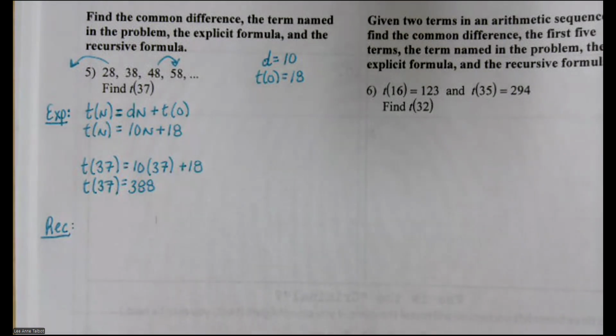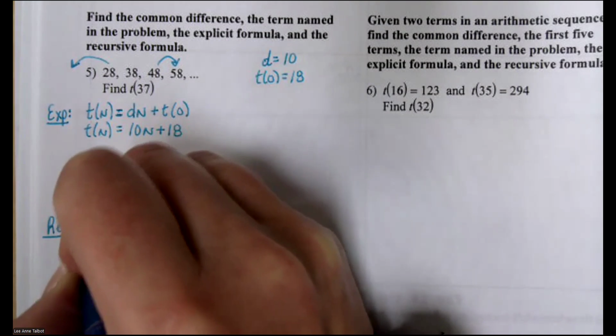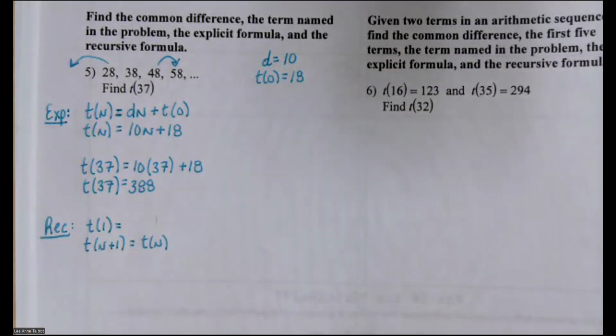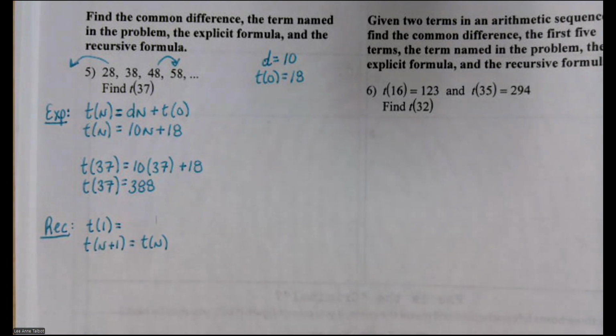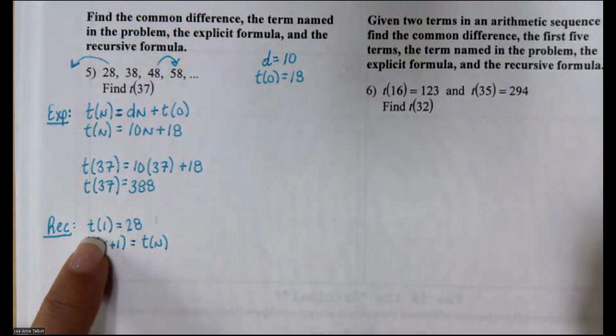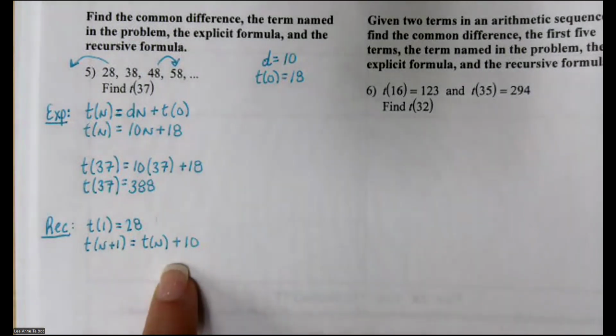Okay, and then the last thing on this problem is recursive. Recursive formulas are all the same. They have the same start every time. This is the setup for every single recursive that we do. And what we do is we name the first term, which is 28 in this problem. And then down here, we state the growth, and it's going up by 10 each time.